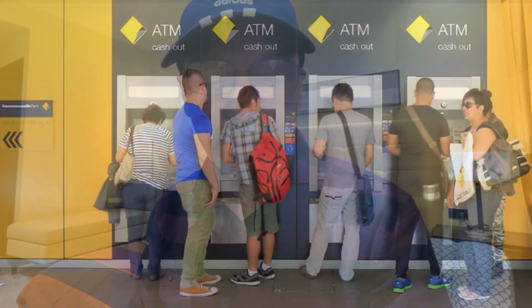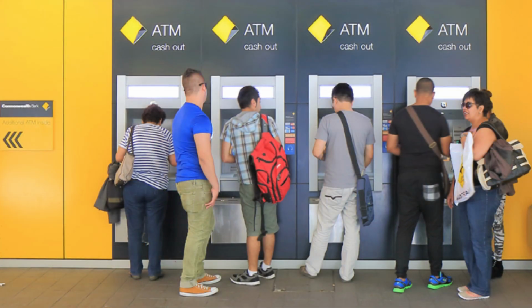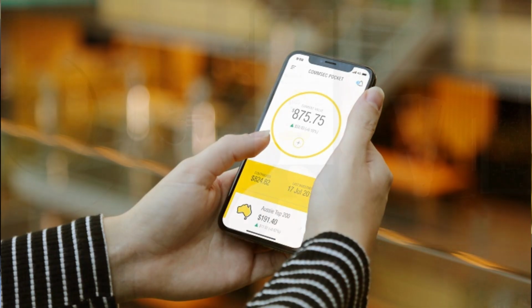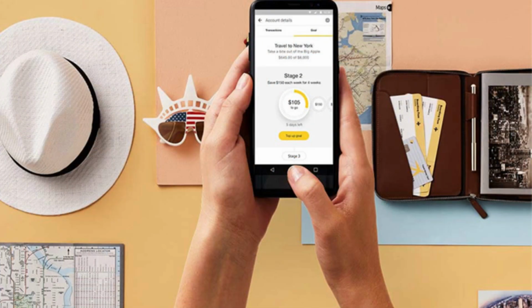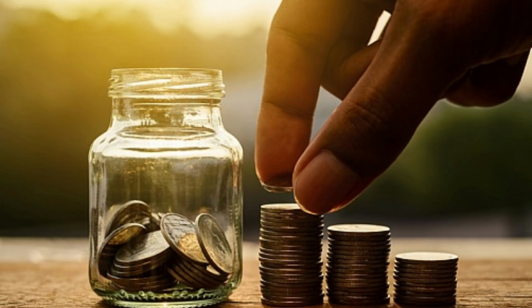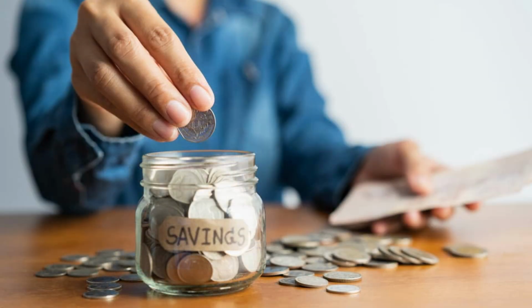There are 2 main types of accounts. Number 1 is an everyday transaction account for daily use, spending, bills, and ATM withdrawals. The second is a savings account to earn interest on money you don't spend. Most people open both accounts together.